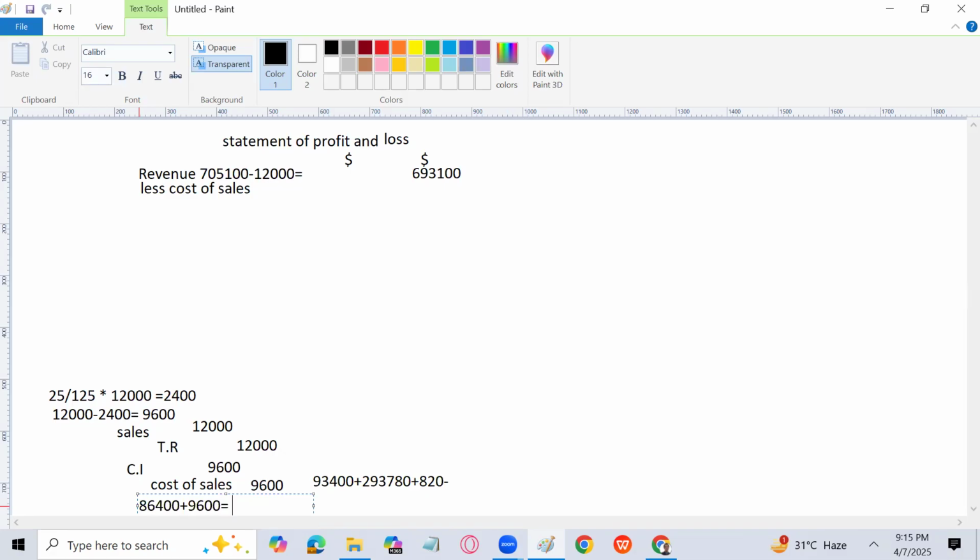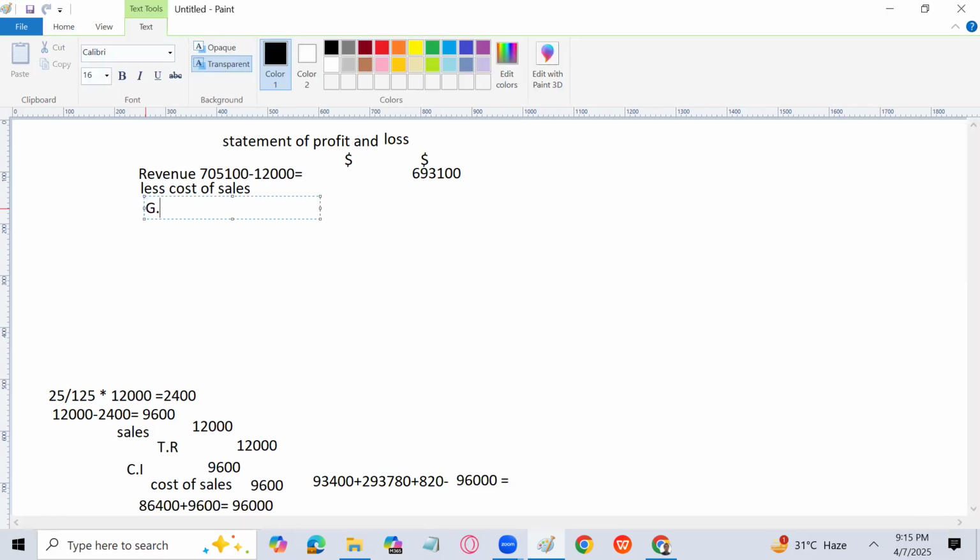Why? Because these goods have been recorded as sold, but they are not yet sold. These have been sent to the customer on sales or return basis. You have to add them back into the closing inventory. So the closing inventory is going to be 96,000. So I will subtract 96,000 from here. So what is the answer? Please tell me.